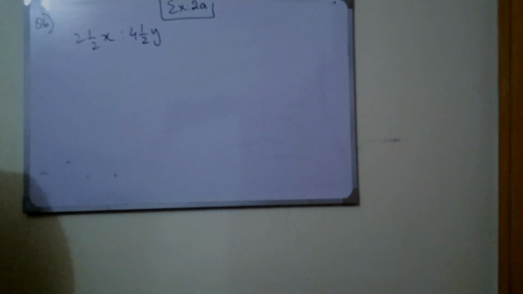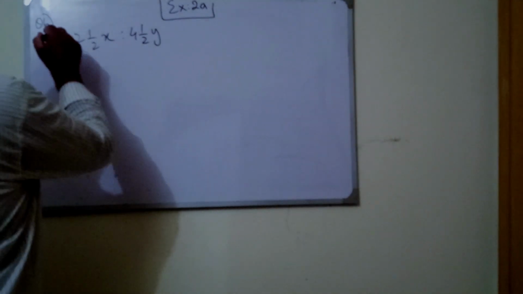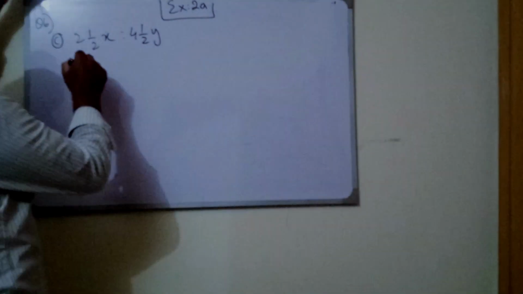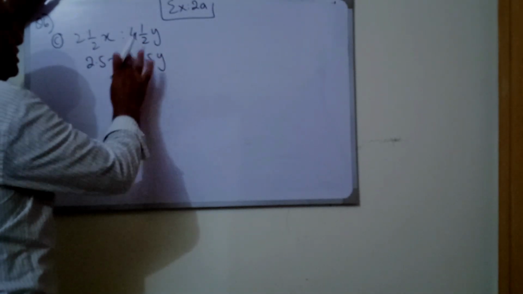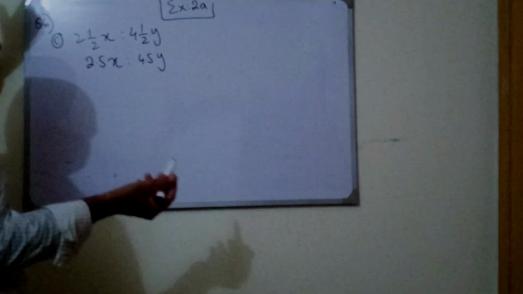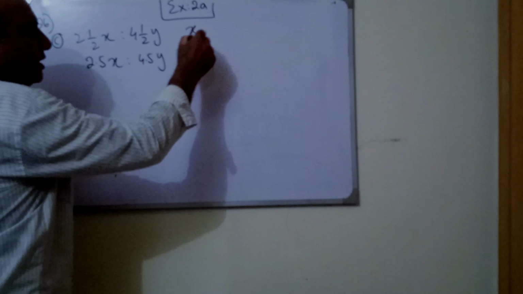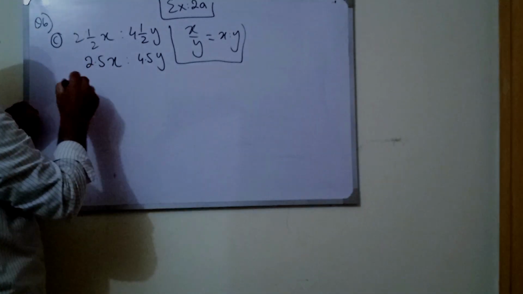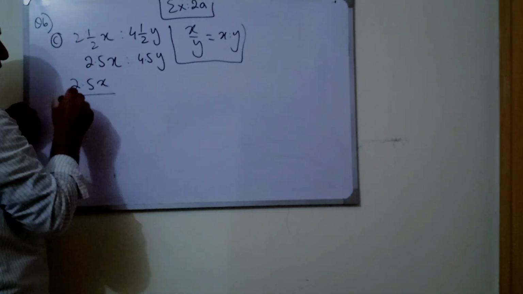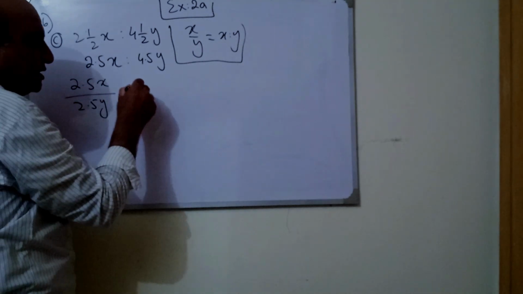So what we'll do here, this is part C. So we can write it as 2.5x is equal to 4.5y. Not is equal, it is ratio. As we have to write this in the form of x over y or x ratio y, it is the same. So what we'll do, we will divide by 2.5y on both sides.